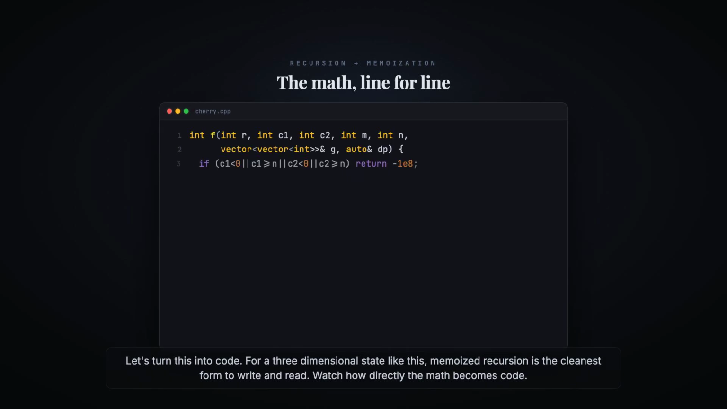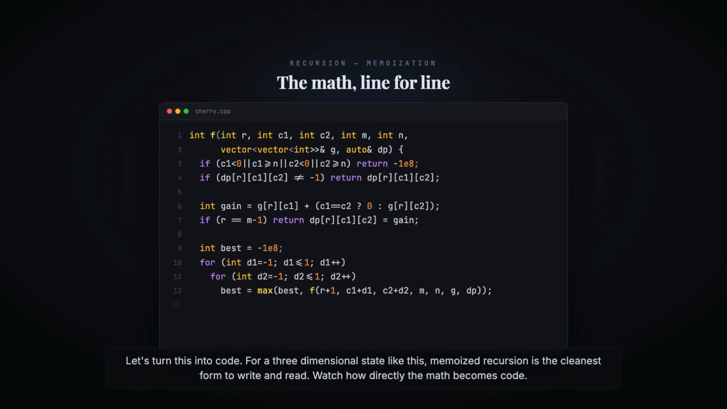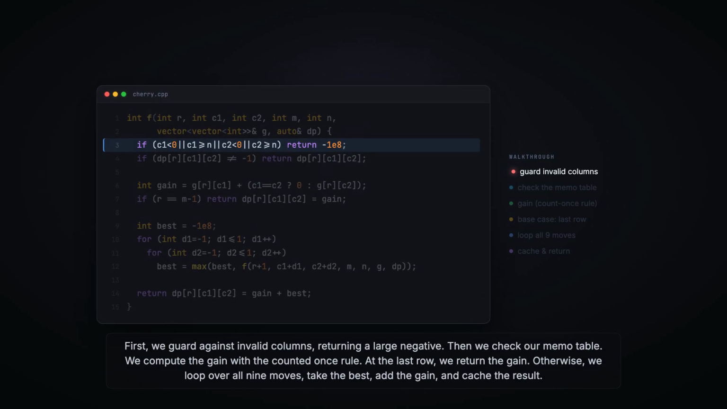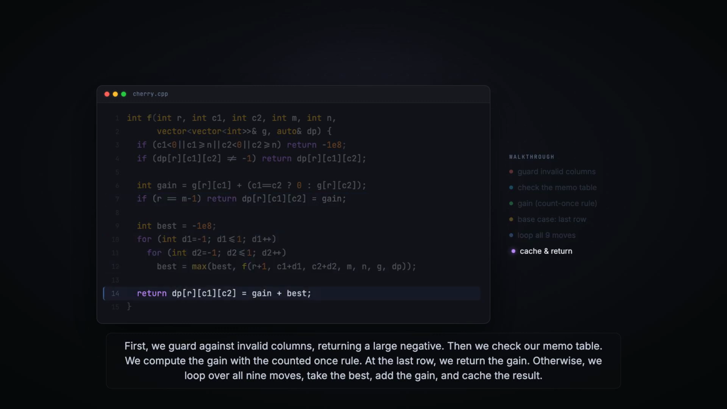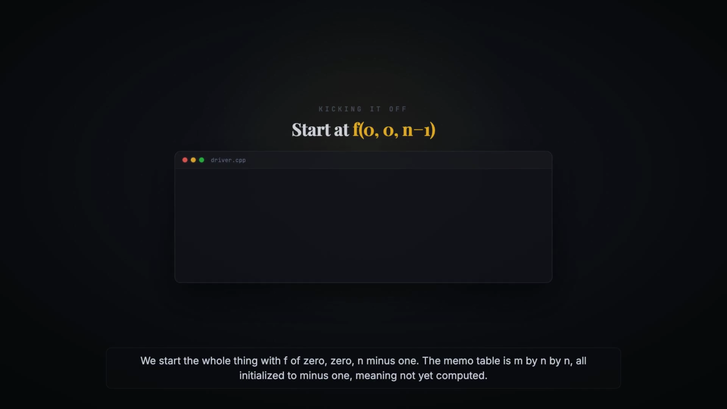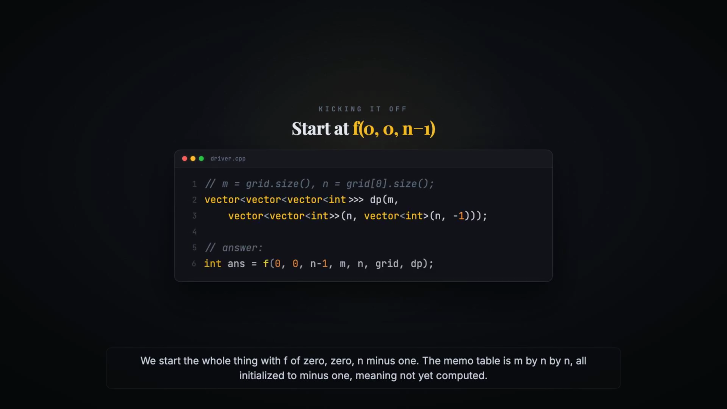Let's turn this into code. For a three-dimensional state like this, memoized recursion is the cleanest form to write and read. Watch how directly the math becomes code. First, we guard against invalid columns, returning a large negative. Then we check our memo table. We compute the gain with the counted-once rule. At the last row, we return the gain. Otherwise, we loop over all 9 moves, take the best, add the gain, and cache the result. We start the whole thing with f(0, 0, n-1).